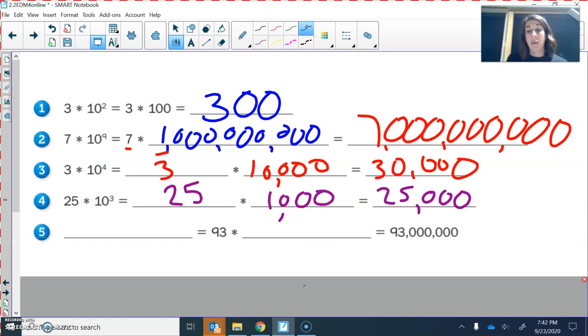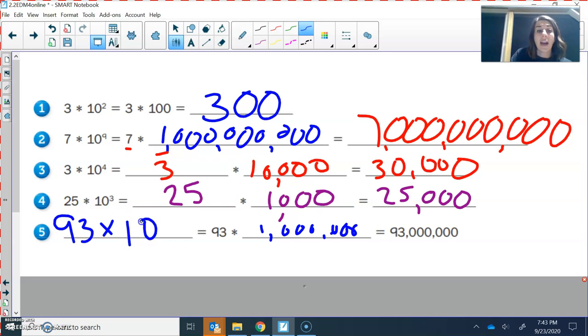Now, let's try this one backwards. I know my answer is 93 million. And if I think about that, the standard form is going to be 93 times 1 million. And if I think about that, I know that using powers of 10, I can have 93 times 10, and then I need to change that 1 million into a power of 10 using exponential notation. So I can count my zeros, 1, 2, 3, 4, 5, 6, and so it will be 10 to the 6th power. How many did you get right?